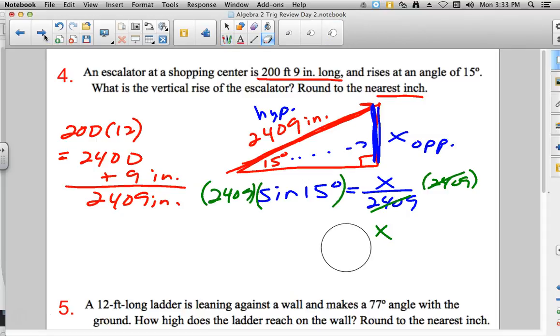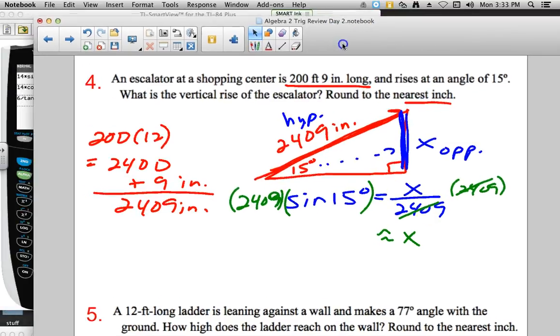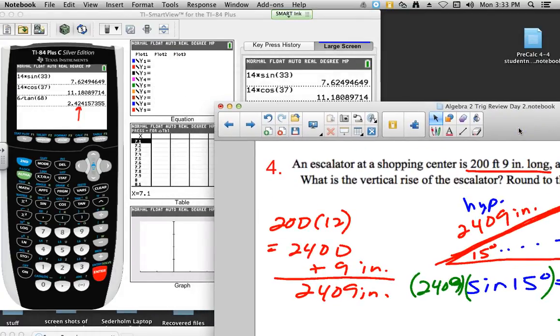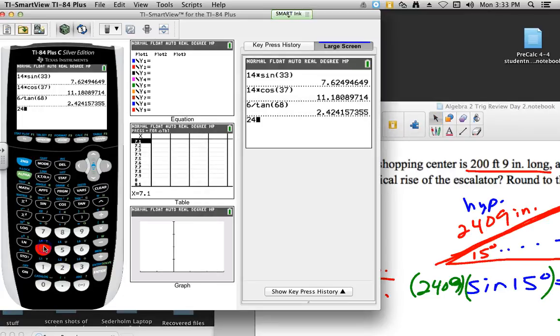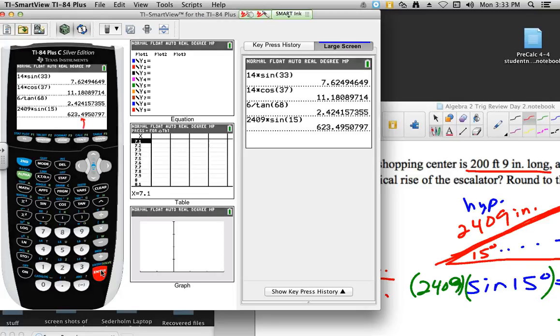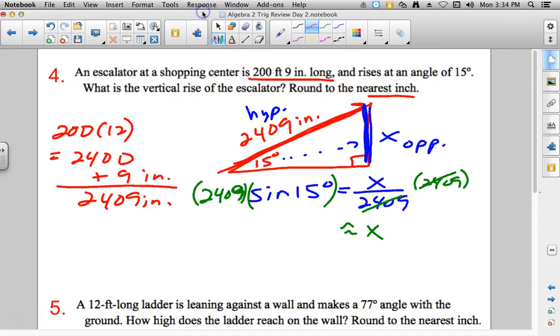And again, we might need to do a little rounding because this one is the sine of 15 degrees, which is not something that's going to come out perfect. So we need to punch in 2,409 times the sine of 15 degrees and see what we get. 2,409 times the sine of 15 degrees. 623.49507797. And this said to round to the nearest inch. So we're going to look in that tenths position, and we see that there's a 4 there. And that tells us we should round down. So that would be 623 inches.